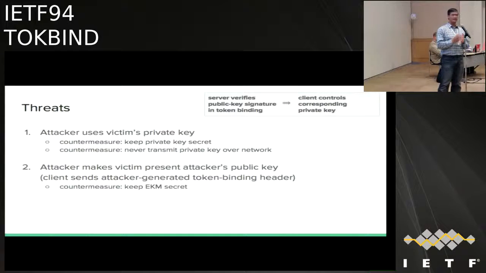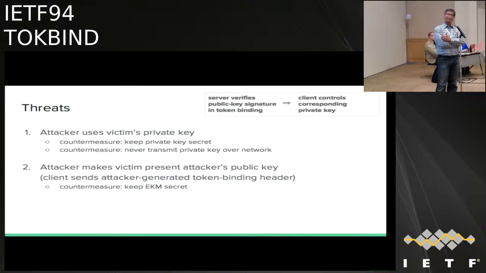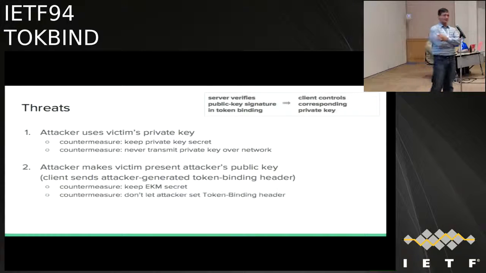So to prevent the attacker from creating a header and making the client present a header created by the attacker, the first thing we need to do is make sure the EKM is secret. Because if the EKM isn't secret, then it makes it possible for someone who has access to the EKM to use their own keys to sign it and present it. Next slide. The second is we don't want an attacker to be able to set the token binding header. And the idea here is, if, sorry.